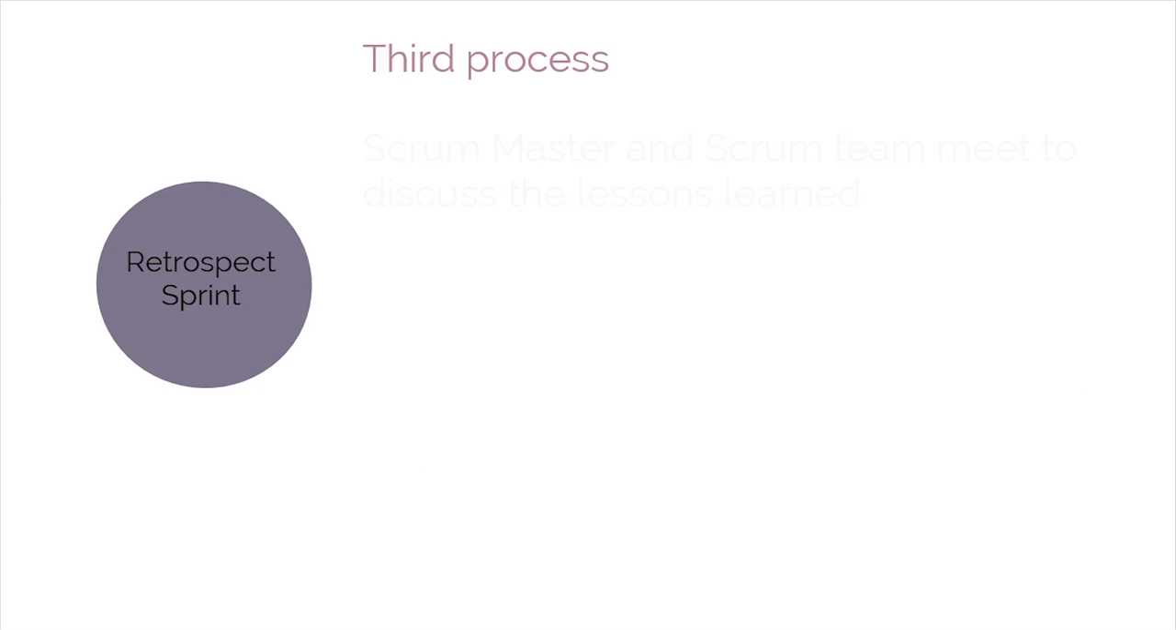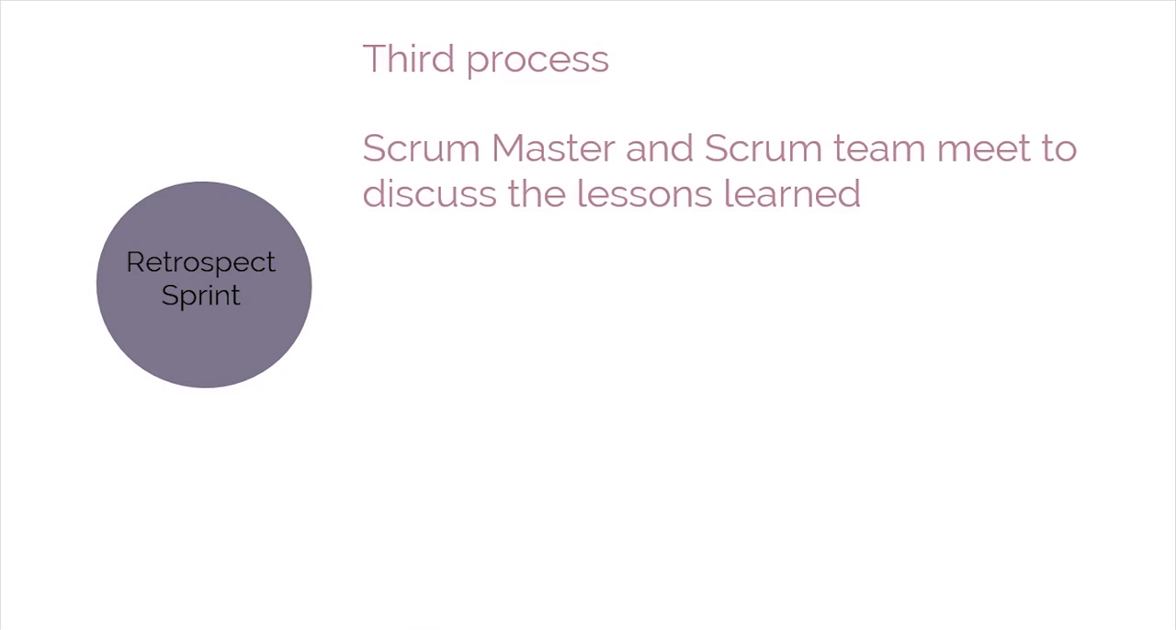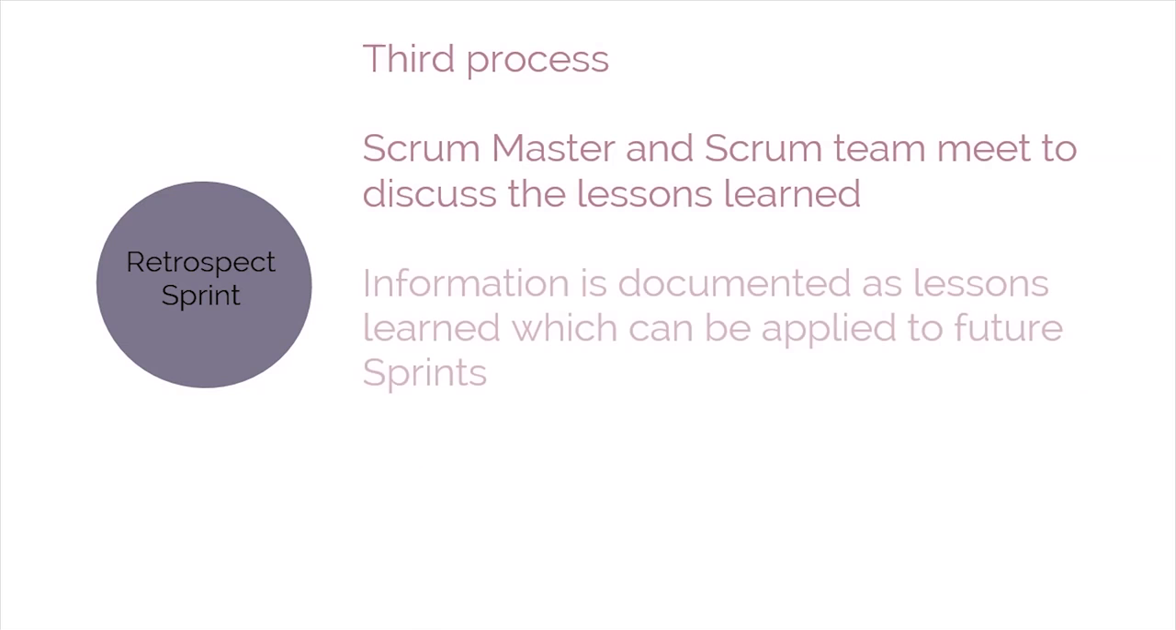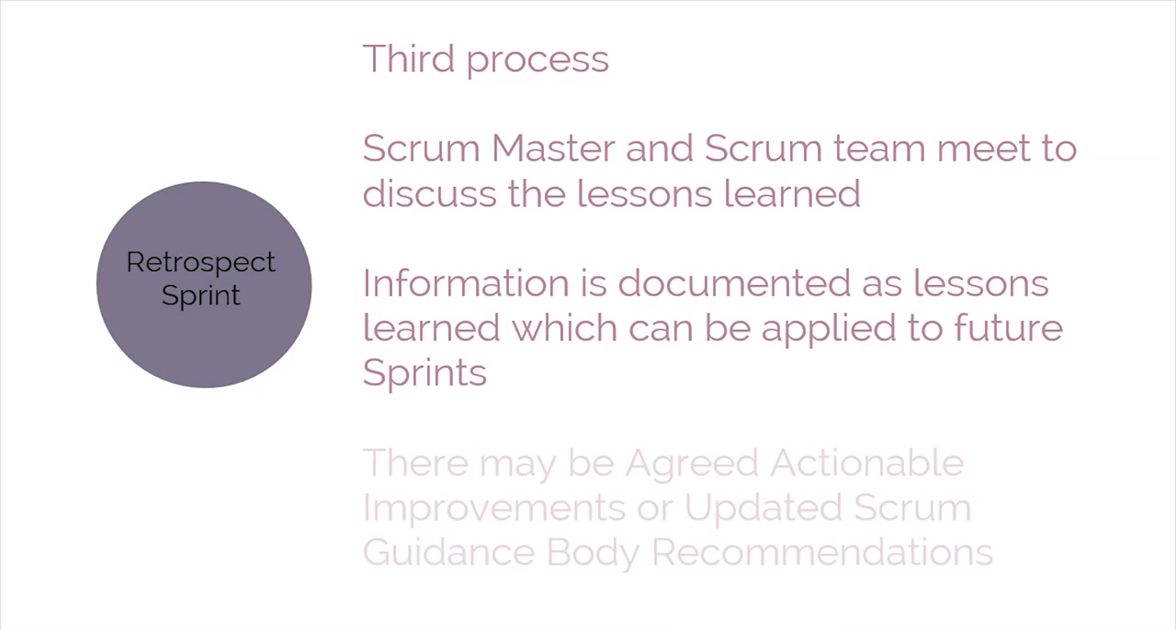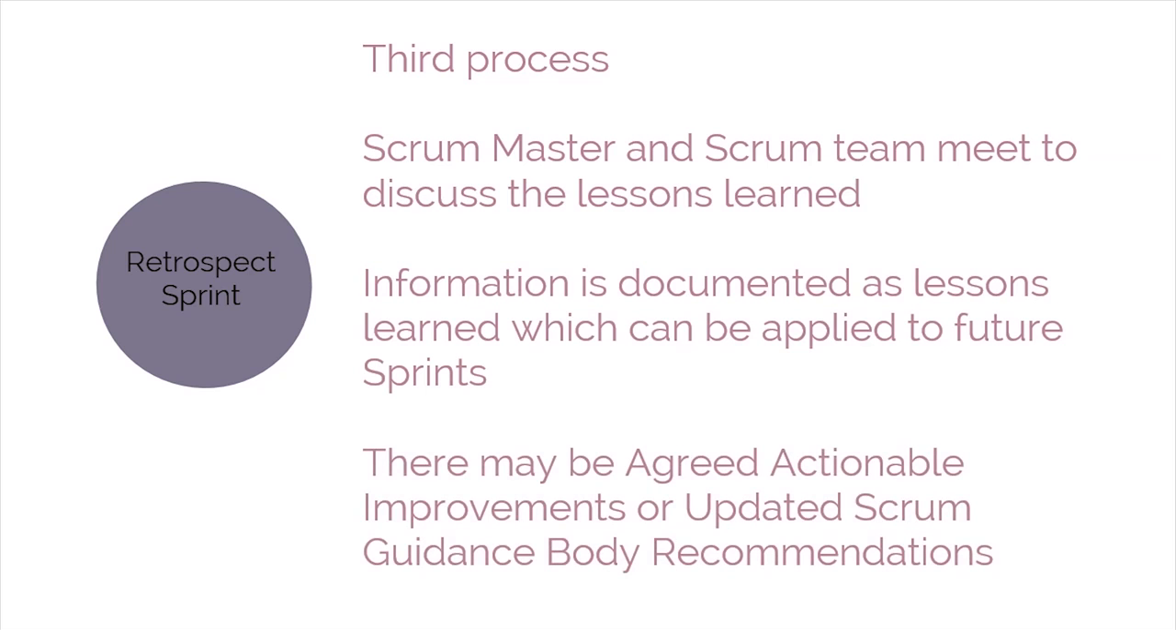In this process, the Scrum Master and Scrum team meet to discuss the lessons learned throughout the sprint. This information is documented as lessons learned, which can be applied to future sprints. Often, as a result of this discussion, there may be agreed actionable improvements or updated Scrum Guidance Body recommendations.